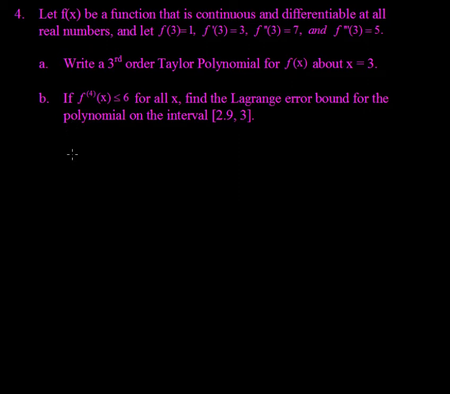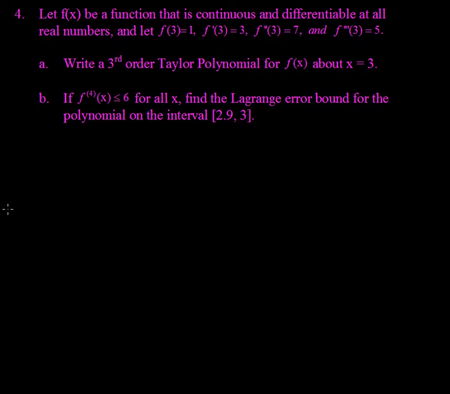Hello, welcome to my fourth video in a series where I'm going over some problems from a worksheet entitled Lagrange Error Additional Practice. Again, this is problem number 4. And let's read the problem statement. We're supposed to write a third order Taylor polynomial for f of x about x equals 3. And they've given us the value of f of 3, f prime of 3, f double prime of 3, and f triple prime of 3.